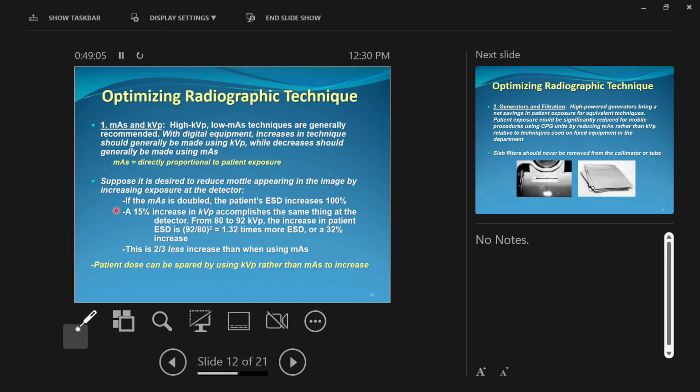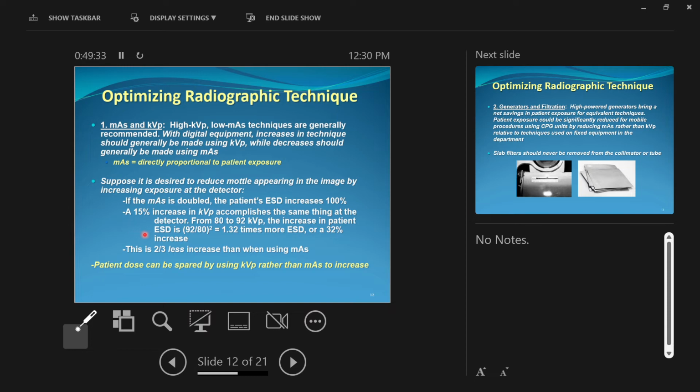So I can instead increase kVp. A 15% increase in kVp to the image receptor is the same thing as if you had doubled the mass. But to the patient, they get the benefit. So to them, ignoring all this other stuff, the patient's increase in dose is only about a 30-ish% increase in dose, okay, when you change kVp instead of changing mass.